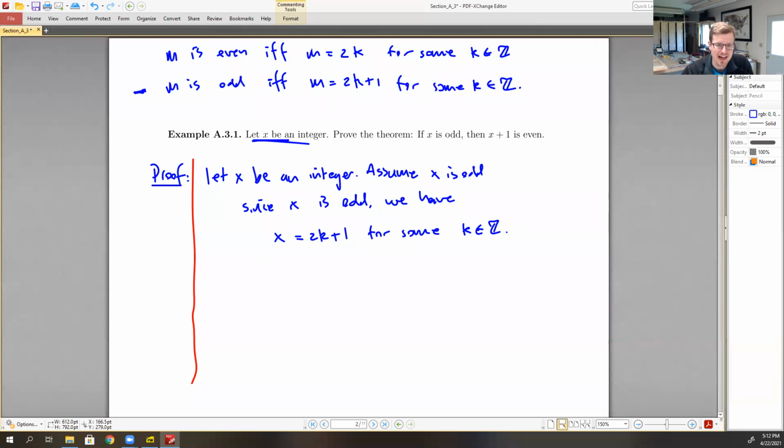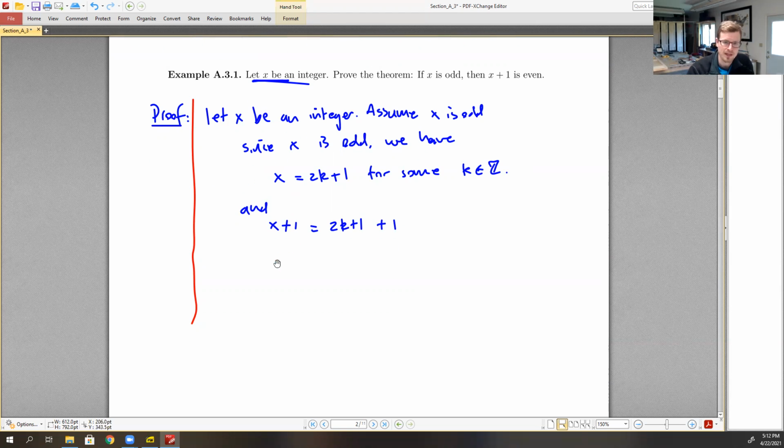But once we have that, we can go ahead and add 1 to both sides. x plus 1 is equal to 2k plus 1 plus 1. Of course, we can combine like terms then: 2k plus 2, right? I can add the ones together. What good does that do us? Well, I want to show that Q is true. I want to show that x plus 1 is in fact even.